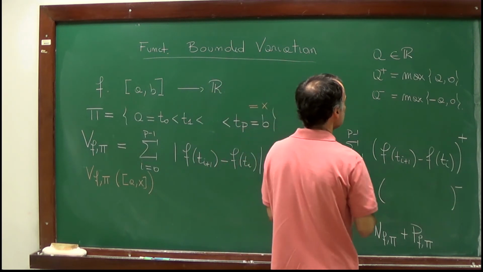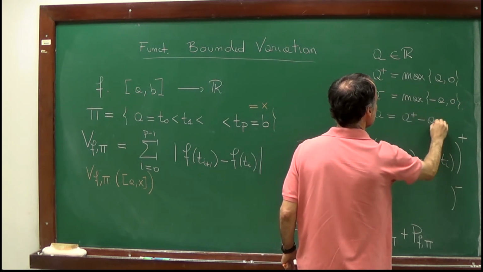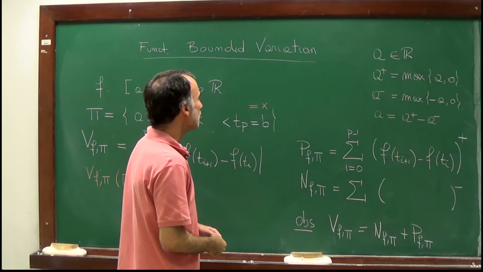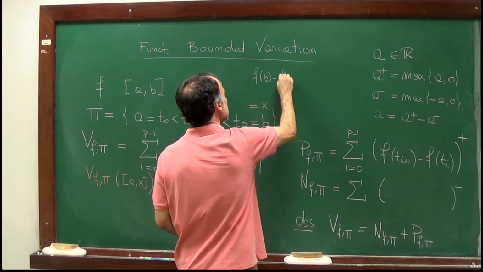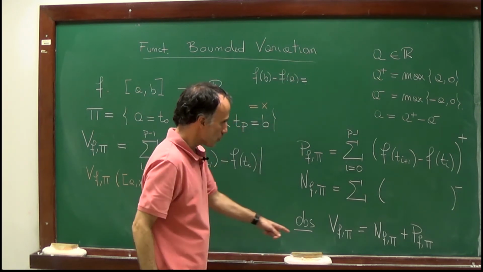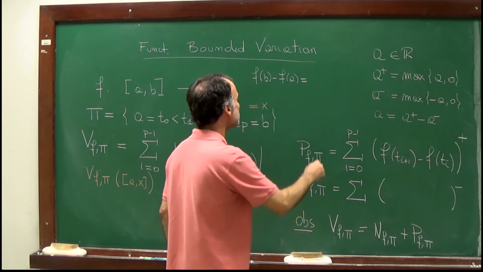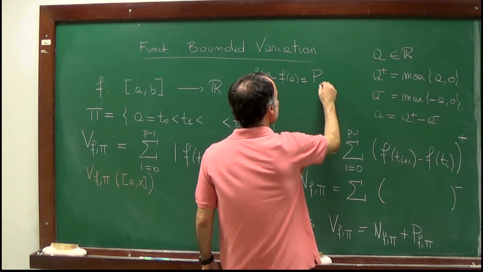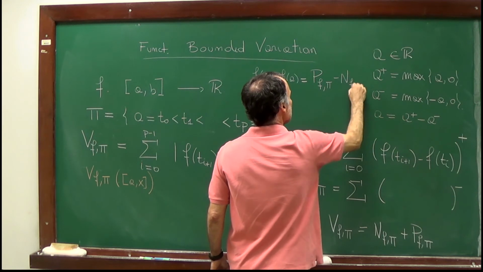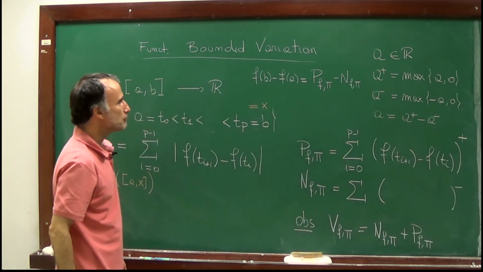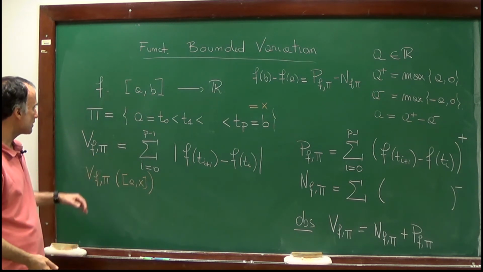Note also that a is equal to a plus minus a minus, and therefore I have the last identity, f(b) minus f(a). So if I sum the negative and the positive variation, I get the total variation. If I take the difference, then I get the difference between f(b) and f(a). So these are just notation and simple facts.